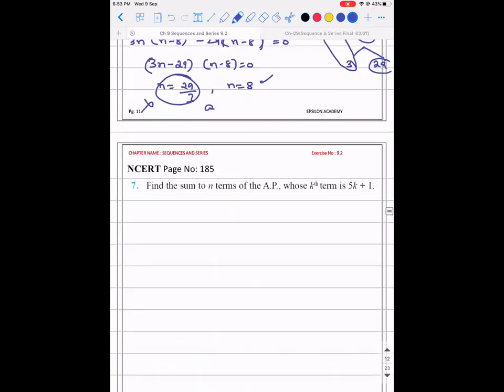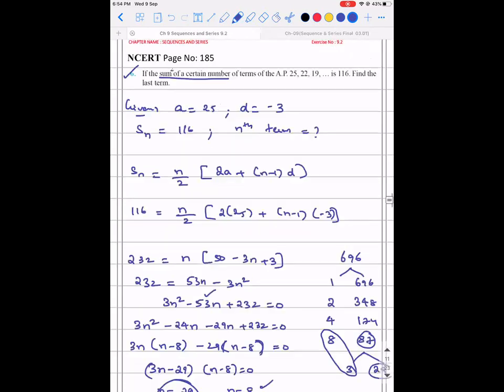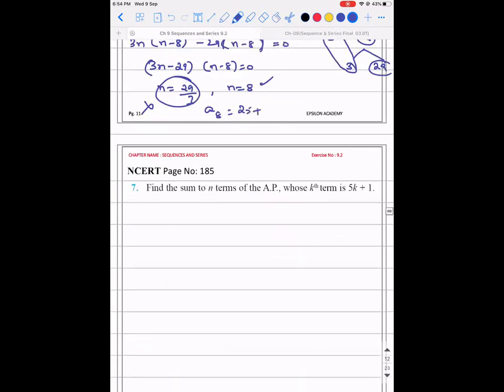But they're asking what is a8. a8 will be a plus n minus 1 into d. a is 25. Then do a plus 7d, no, sir. 7, d is minus 3. Yeah? So 25 minus 21, it is 4. Okay. So the 8th term which they are asking is 4.